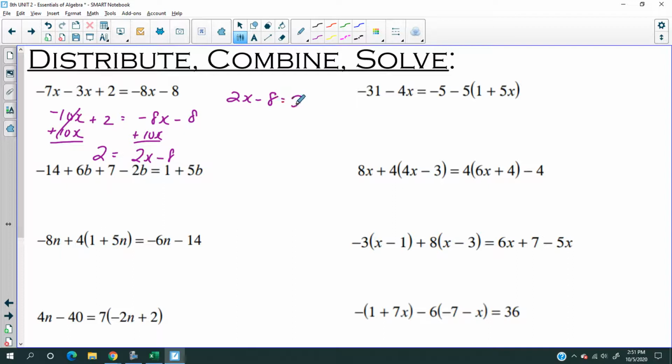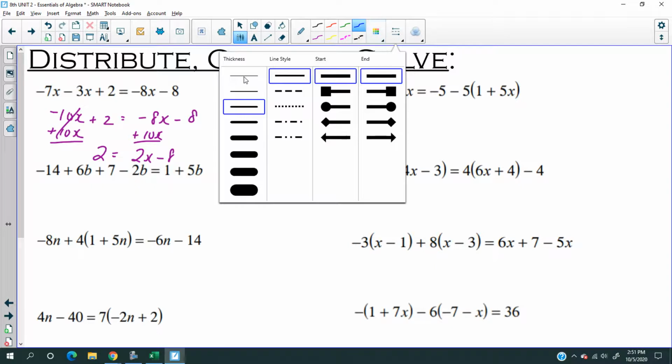Let's take this up here. I'm just going to rewrite this. Add 8 on both sides. 2x equals 10. x equals 5. Okay, and that's it. All right, let's try another one. Let me use a different color pen.